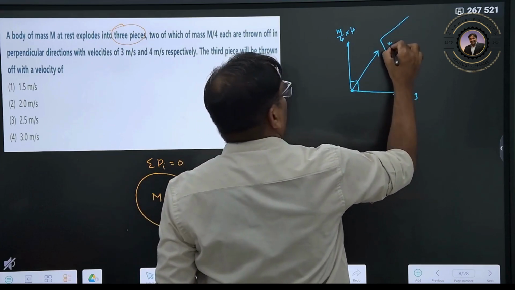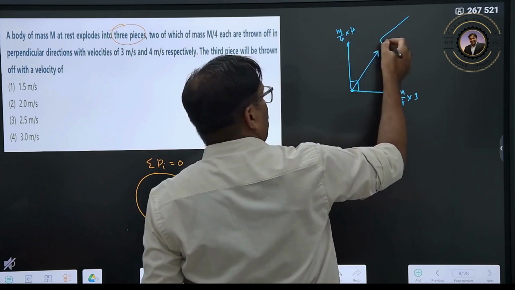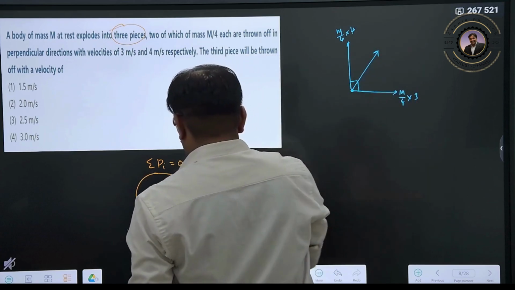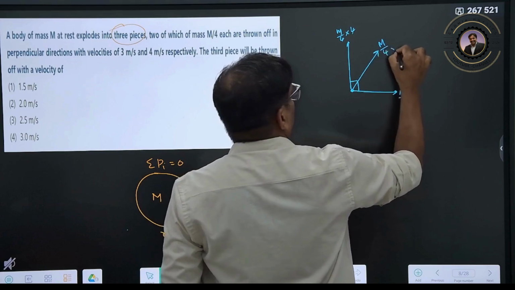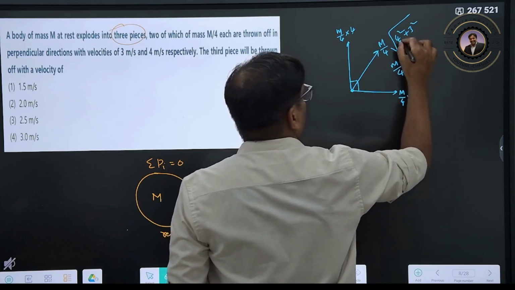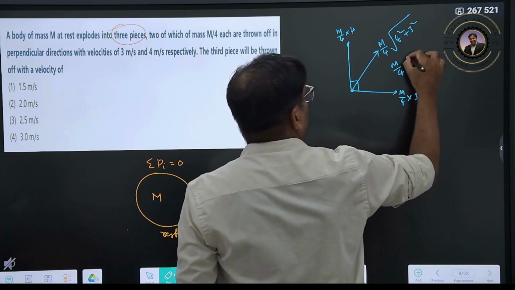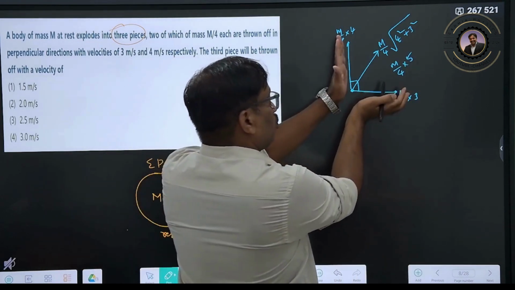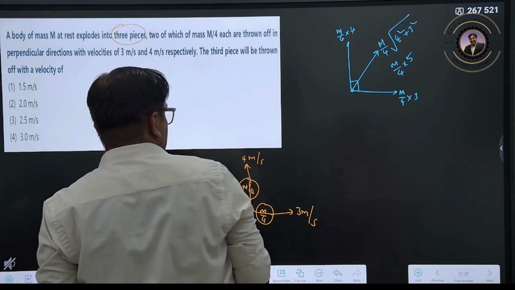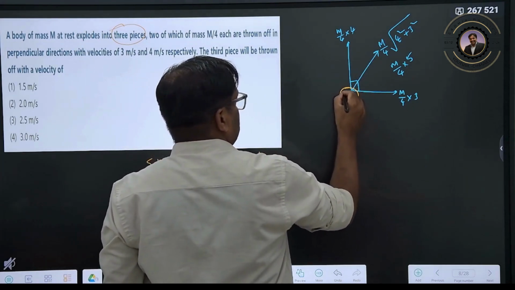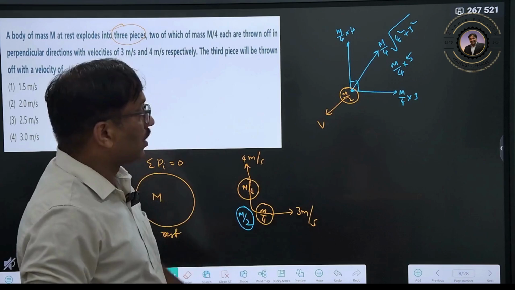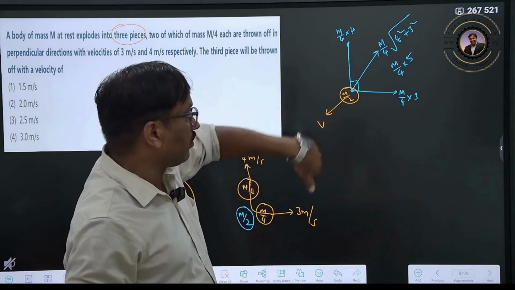So therefore m by 4 is common, no? Therefore that is taken out. So here m by 4 can be rewritten as 4 square plus 3 square. How much now? m by 4 into 16 plus 9, 25, that is nothing but 5. So the resultant of these two is 5m by 4 now. Therefore this should be balanced by what? Another piece now. So this m by 2 should go with the same momentum in the opposite direction. That means the momentum of this one now should be the same.